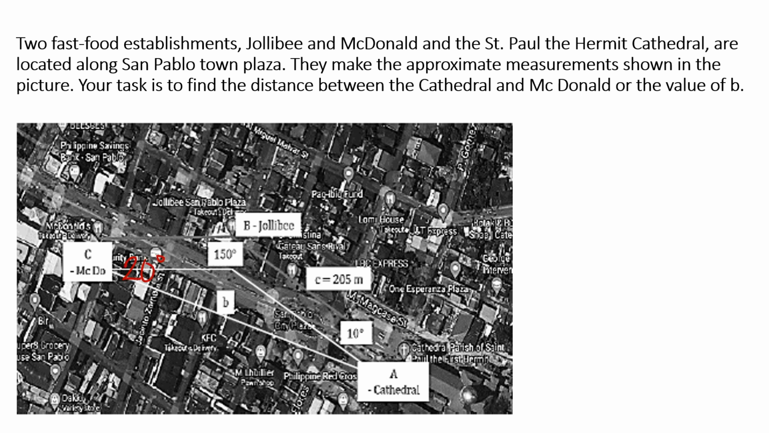Then since you already have that as your C, what you're going to do is use the law of sines to find B. So this is how you're going to do it: the value of C over sine C is equal to the value of B, which is the unknown, over sine B. Then just cross multiply to find the value of B.